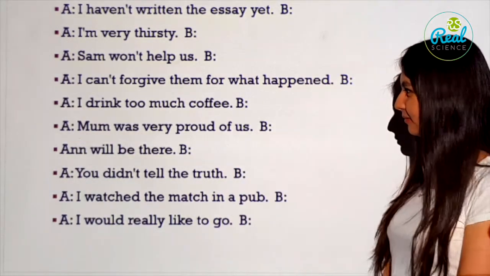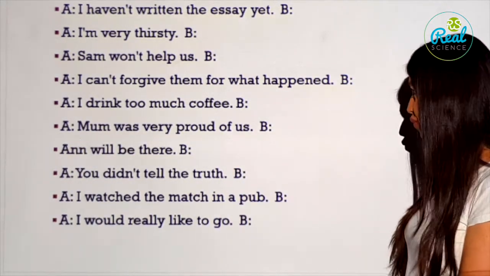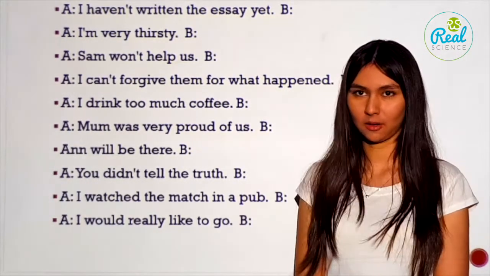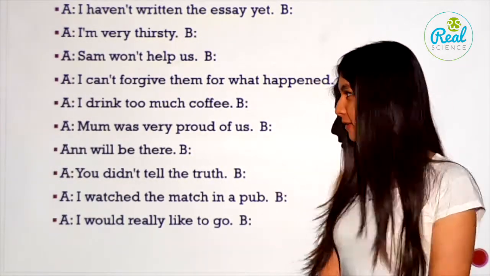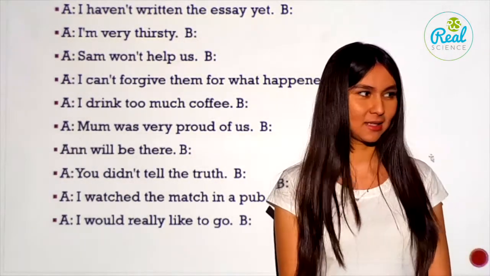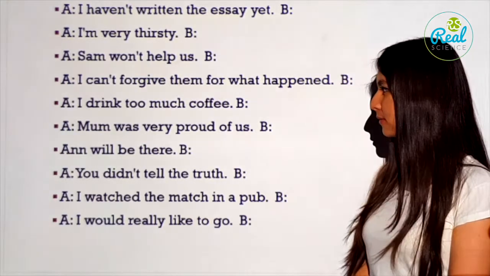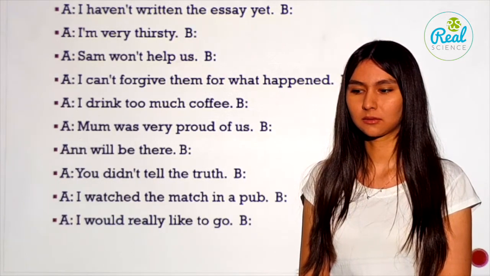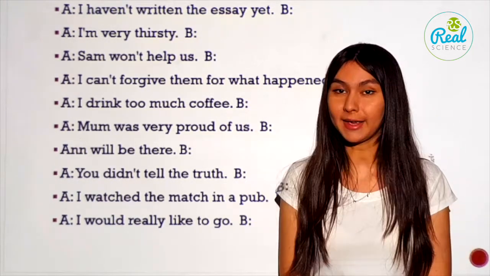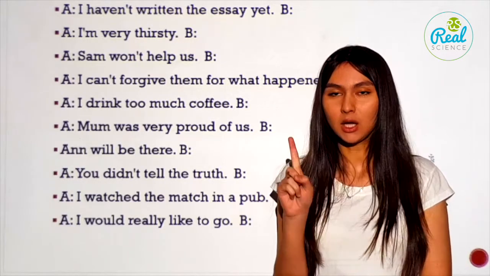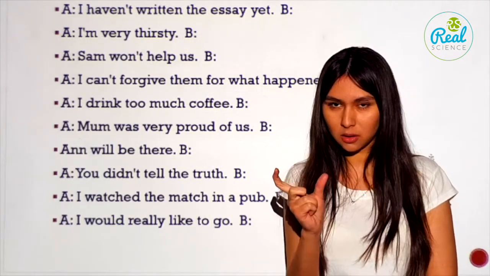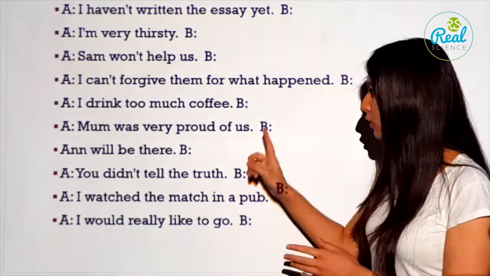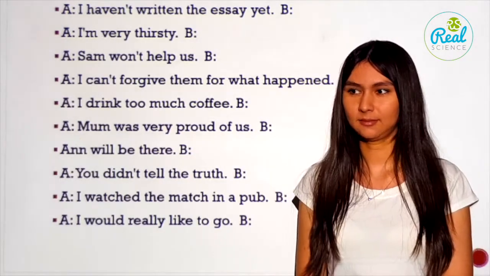I can't forgive them for what happened. Nor can I. Correct. Next one. Who wants to read next? Yes. I drink too much coffee. So do I. Yes. Don't put just the verb. You have to put an auxiliary verb. Auxiliary verb means do, does, to be, or have, has.